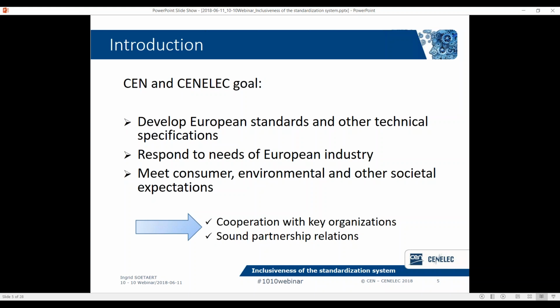This presentation is about the commitment from CEN and CENELEC and their members to cooperate with key organizations for the development of sound partnership relations aimed at meeting CEN and CENELEC's goal.